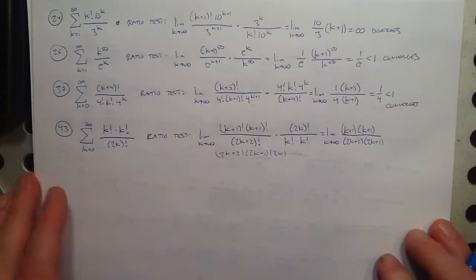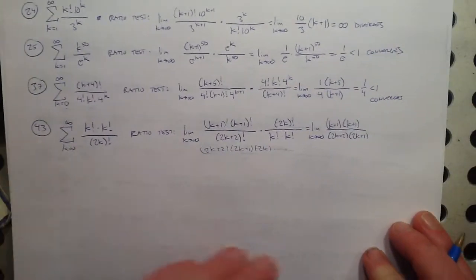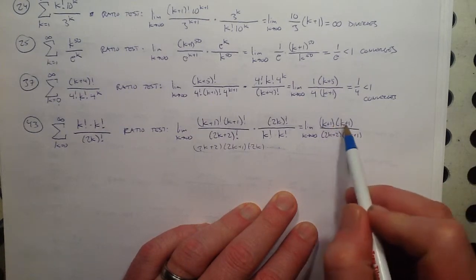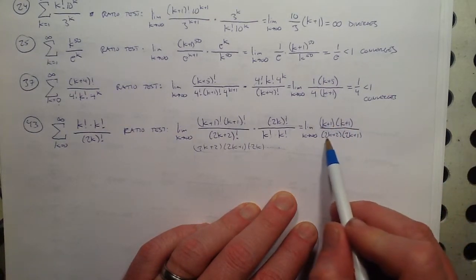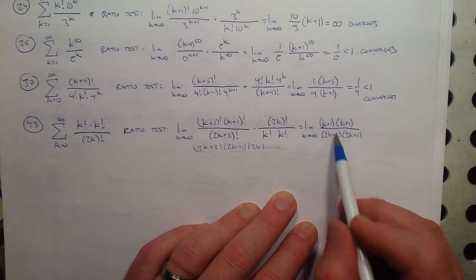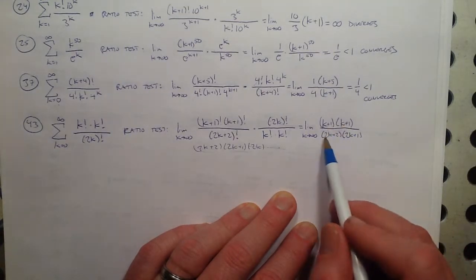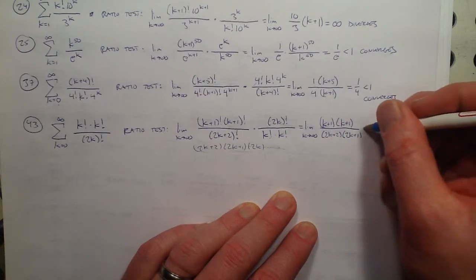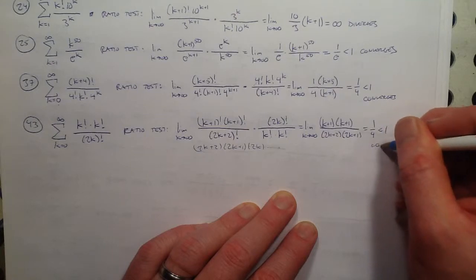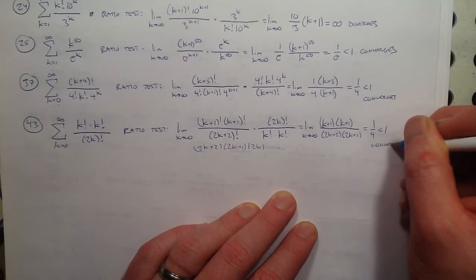And then I think what you see that we have here is this is going to be a polynomial here with a k squared front term, and this is going to be a 4k squared front term. So highest power top and bottom is k squared over 4k squared. So that limit is 1/4, which is less than 1. So that converges.